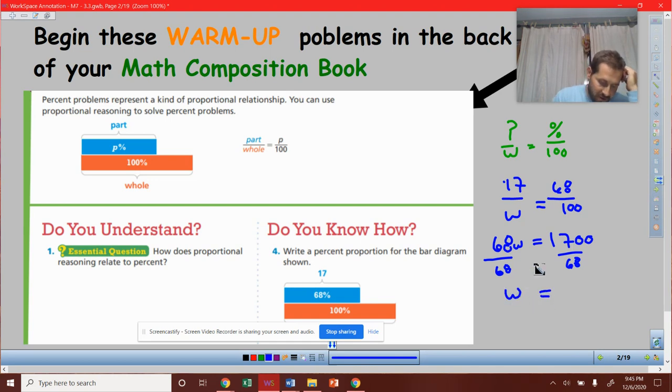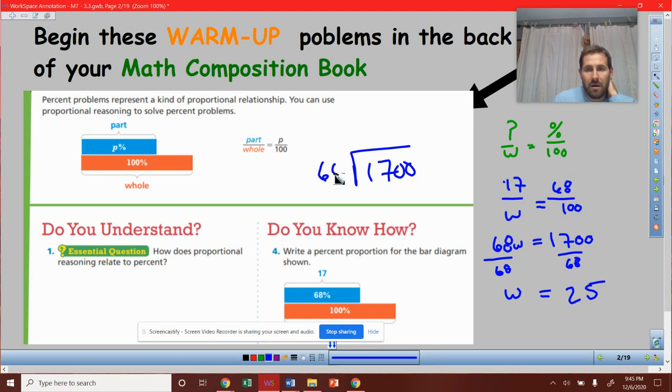I'm just grabbing a calculator for quick reference, sorry. We would have 1,700 divided by 68, and that would equal 25. Again, if you don't have a calculator, then we're just going to be doing long division for this. Okay, but you would get 25.